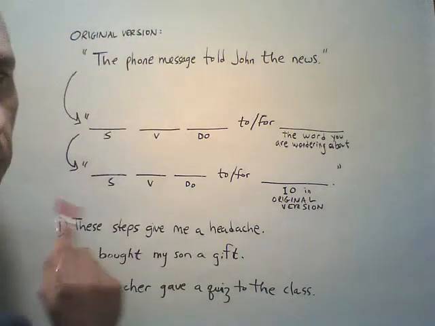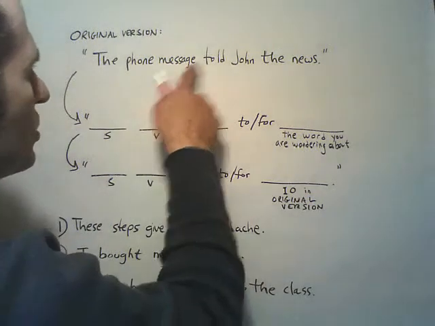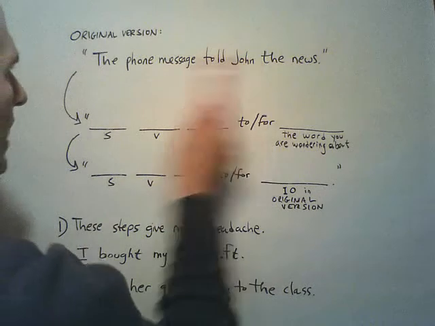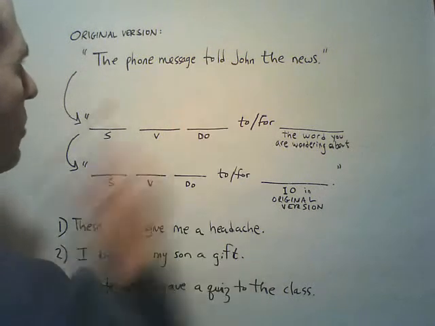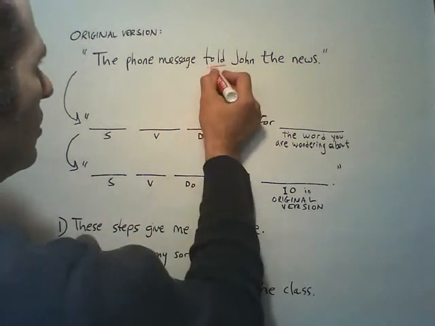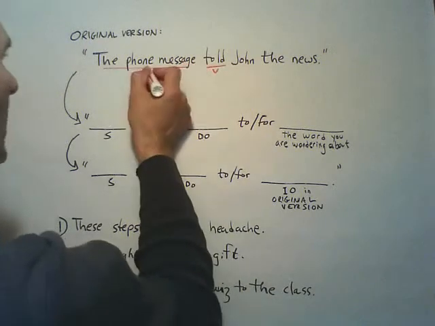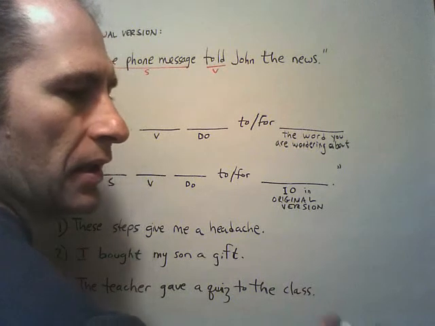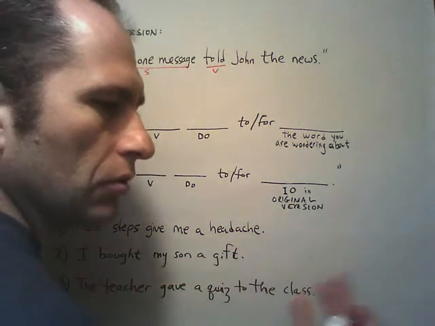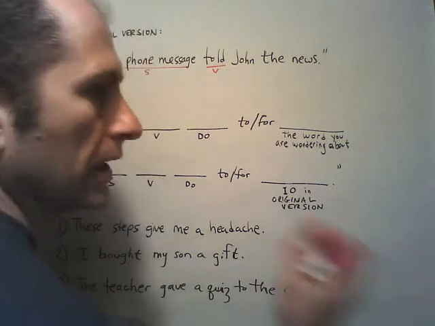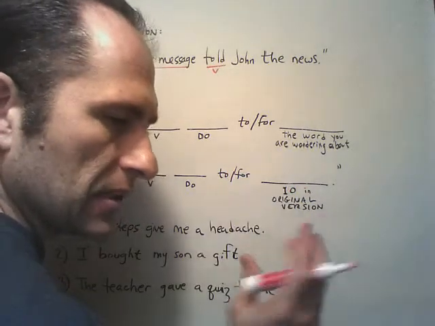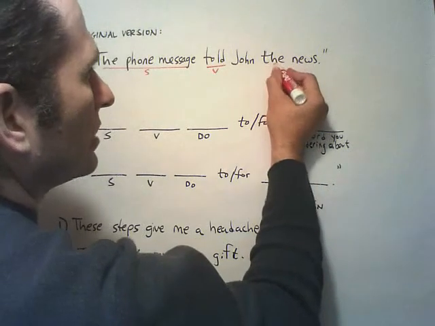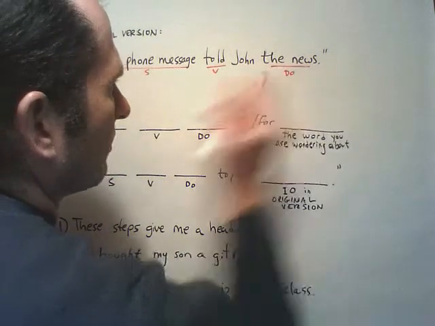Now here's the original version of the group of words. The phone message told John the news. Here's the verb, told. Who or what told? The phone message, so it's my subject. The phone message told who or what? It relayed or told the news. When you think of told in the sense of telling information, it told the news. So here's your direct object.